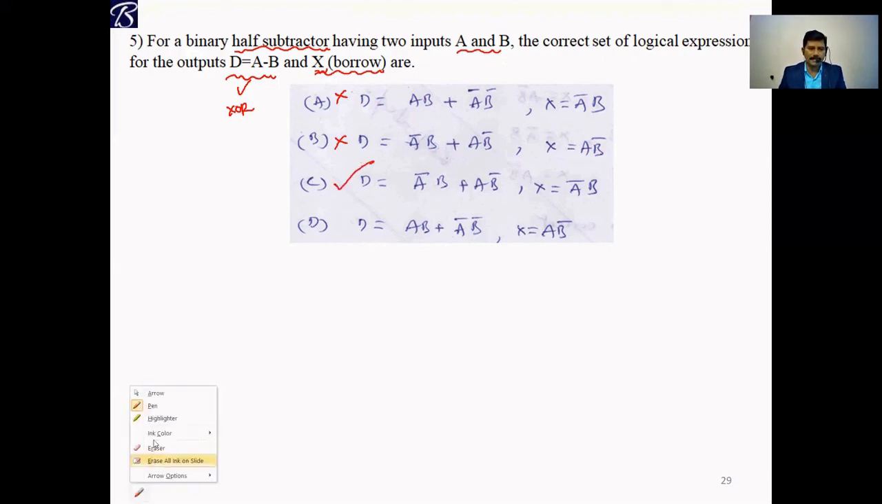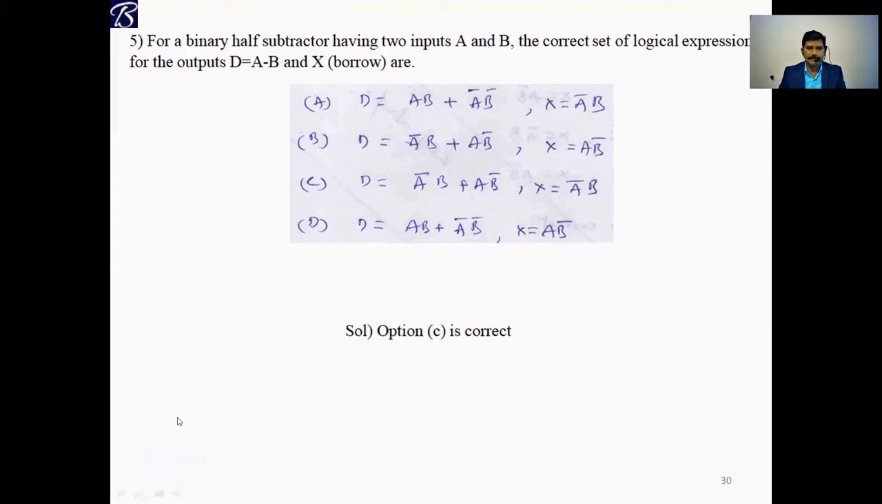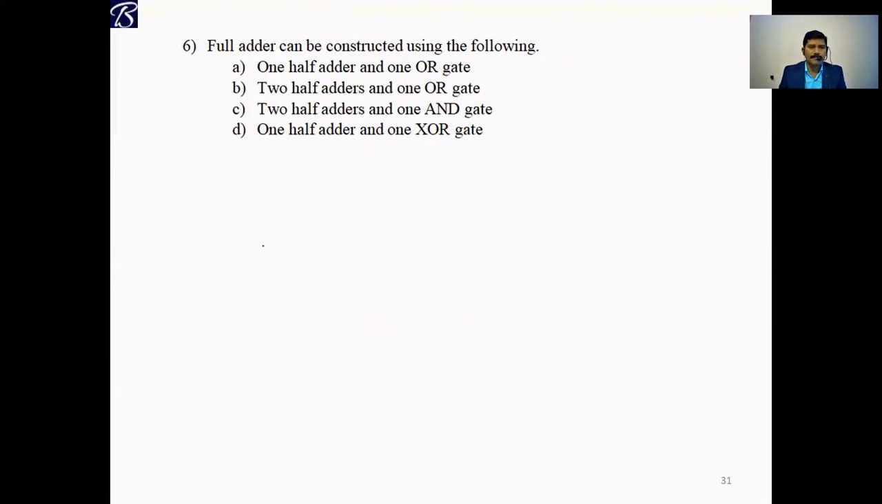Okay. Let us see the answer. Option C is correct. Full adder can be constructed using the following. We know that 2 half adders and 1 OR gate are required. So let us find out the option. Yeah, 2 half adder, 1 OR gate. This B option is correct. Okay, and let us see, yeah, option B is correct.